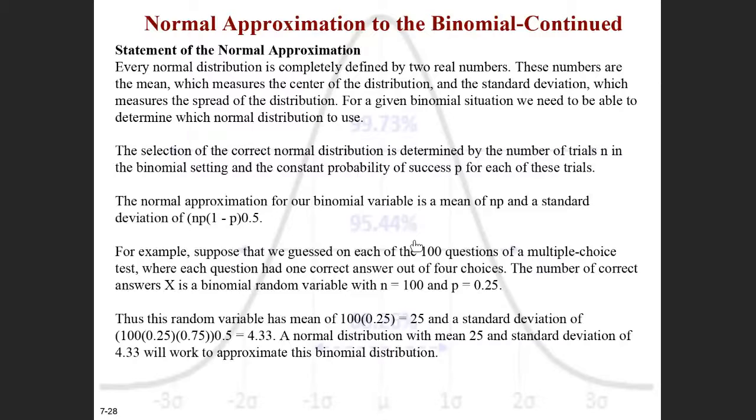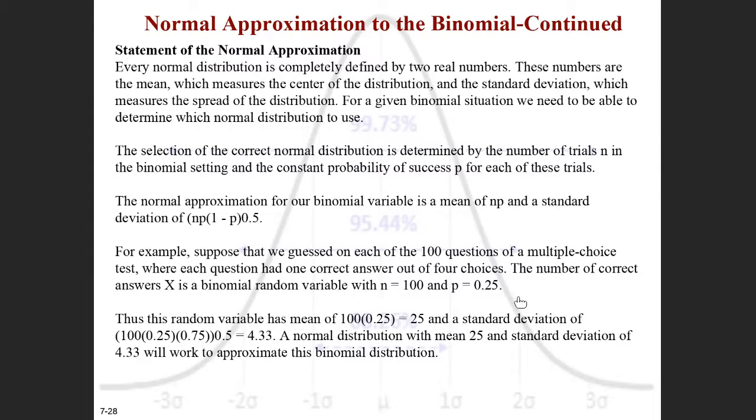The normal approximation for the binomial variable has a mean of n times p and a standard deviation of the square root of n times p times 1 minus p, plus 0.5. That's where that extra 0.5 comes from. So for example, suppose that you guessed on each of the 100 questions of a multiple choice test, where each question had one correct answer out of 4 choices. The number of correct answers is a binomial random variable because it's either correct or it's incorrect. n equals 100 and p equals 0.25.